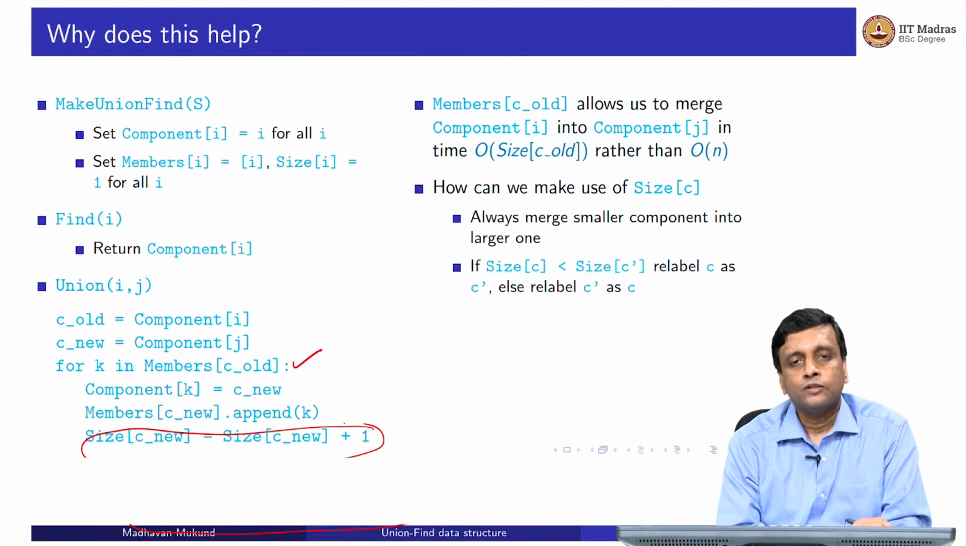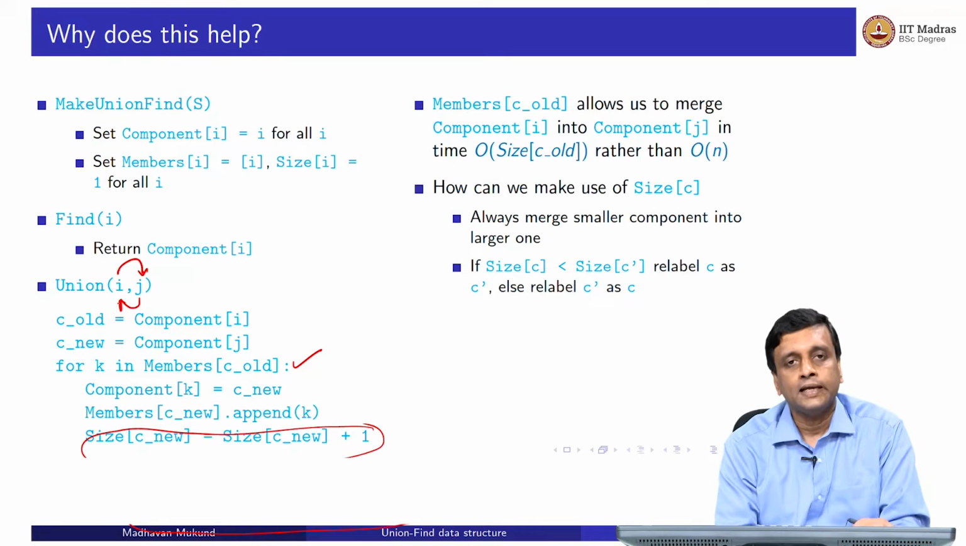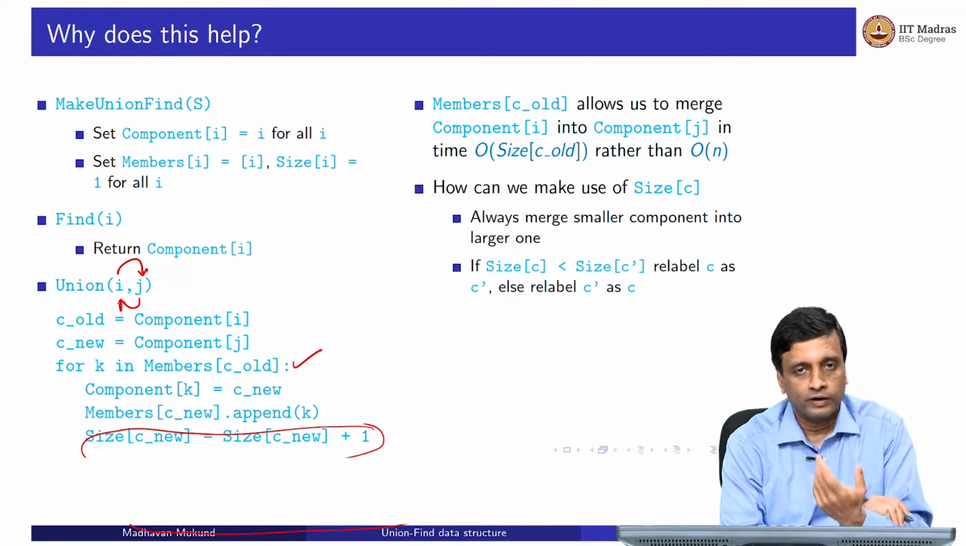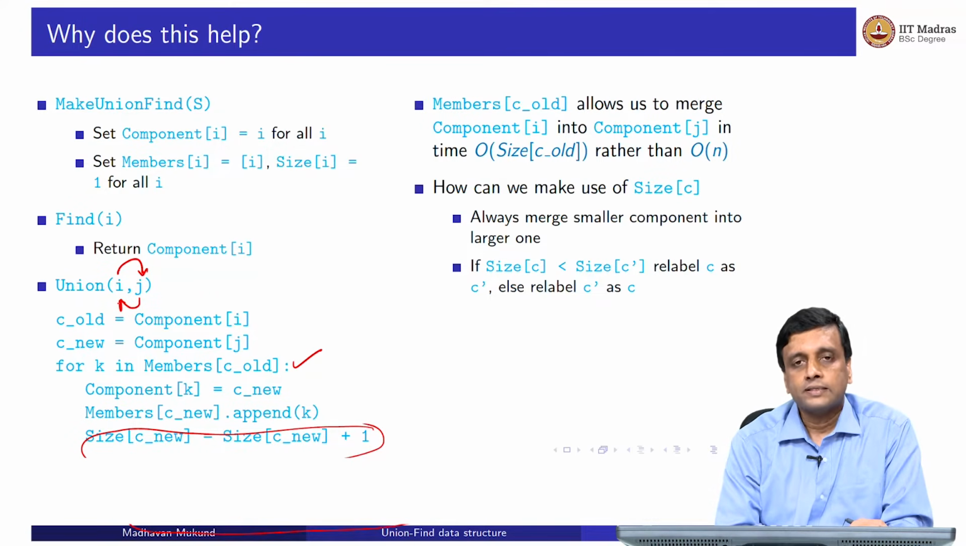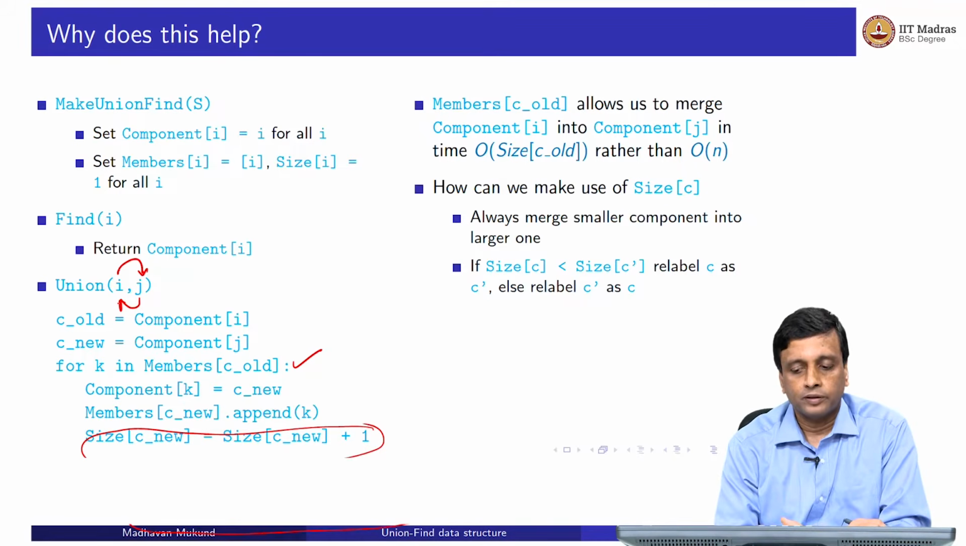We remember we have a choice. We can either go from i to j or j to i. Which component gets relabeled as which component? Do I make everything in the component of i point to j, or make everything in the component of j point to i? That is where size will play a role. Size will say that we always merge the smaller component into the bigger component.